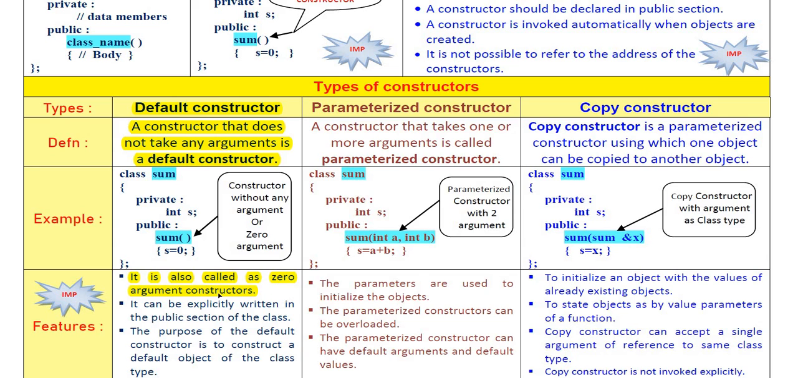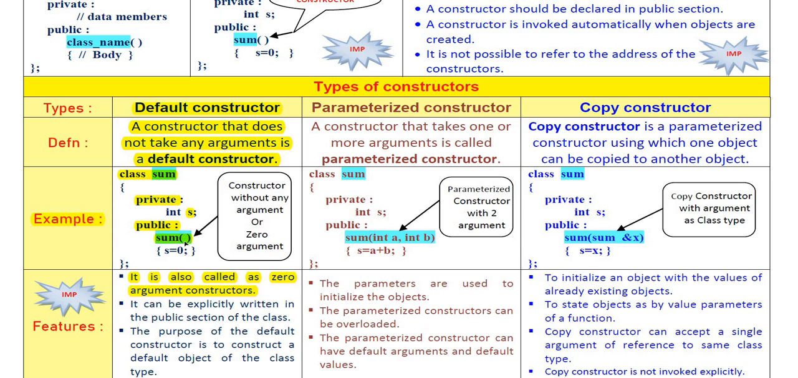Zero argument constructor. For example, you can see here an example is given. Example of default constructor. Here we are creating class sum. So this is the private section, with one variable s. In the public section we are creating a constructor having the same name as the class, sum.